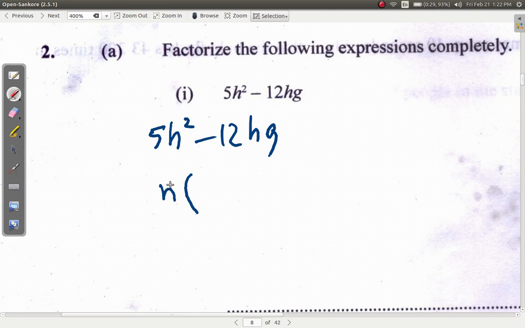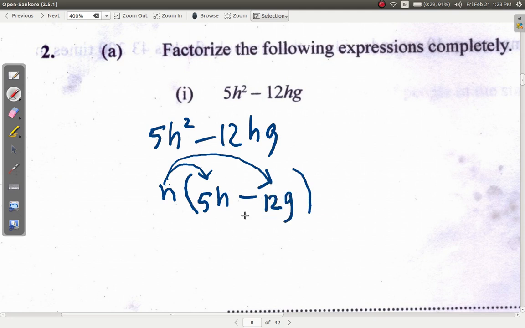If you should multiply h by what you will put here, h times this, to give you 5h squared, it would be 5h minus. h multiplied by what you will put here before you close the bracket will give you 12hg. It's obviously 12g that you would have. So you have h times 5h minus 12g. Is there anything else you can factorize? Well, that seems to be it for now.